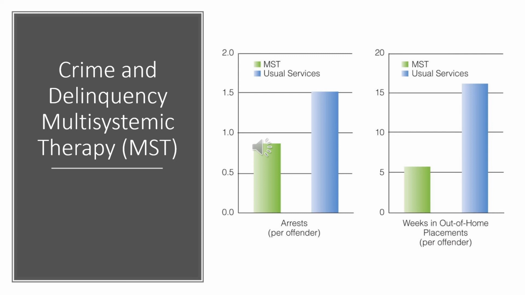Treatment on average lasts for about 5 months, and basically these families have a therapist who's on call for them 24/7 whenever issues arise. And what you can see there is that multisystemic therapy has been effective in reducing arrests, or what's called recidivism, and the necessity of out-of-home placements.